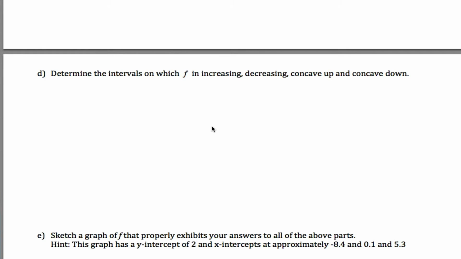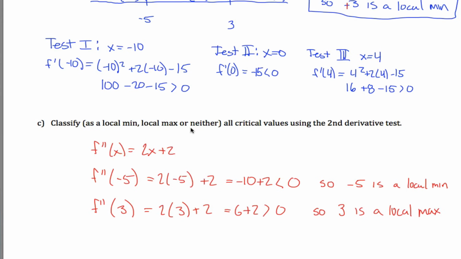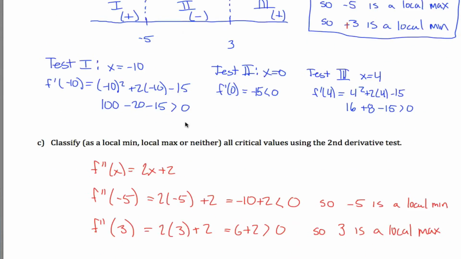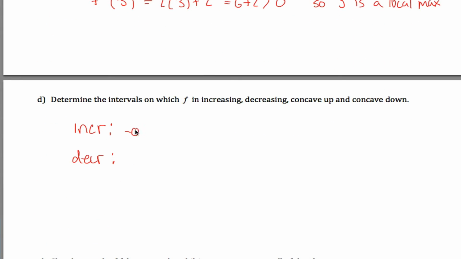Determine the intervals on which f is increasing, decreasing, concave up, or concave down. We did a lot of that. Increasing and decreasing I already have. Go up to your first derivative test. My first derivative test, I figured out that my first derivative is positive out here and out here. So my function is increasing from -infinity to -5 and from 3 to infinity. And because it's flat at -5 and 3, that only leaves where it can be decreasing, from -5 to 3.